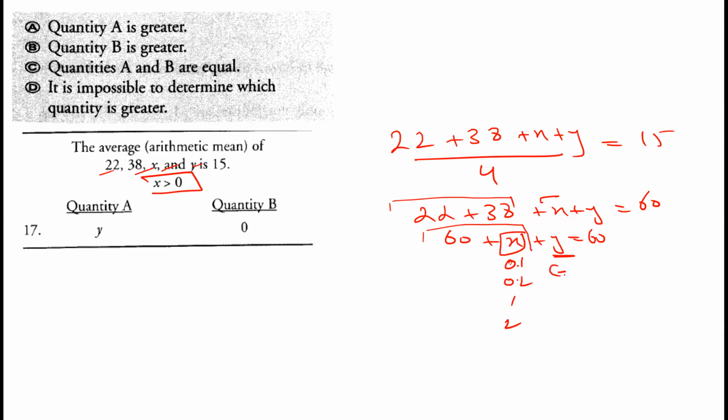Hence, y should be a negative number, so that we have an equation that is 60. So if x is 0.1, then y needs to be minus 0.1. If x is 0.2, then y needs to be minus 0.2, so that 60 plus 0.2 minus 0.2 is going to give you 60. So y will always be a negative number, so 0 is more than the negative number. Hence option B is correct.